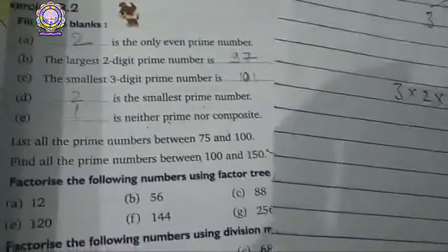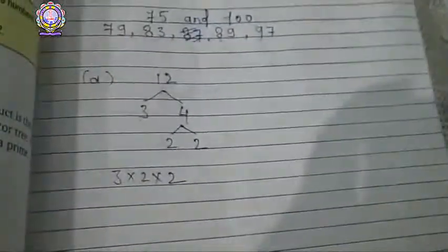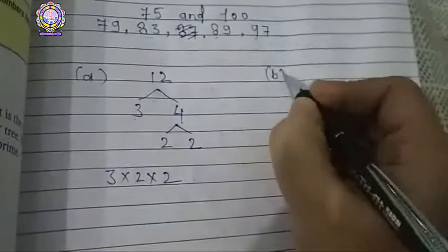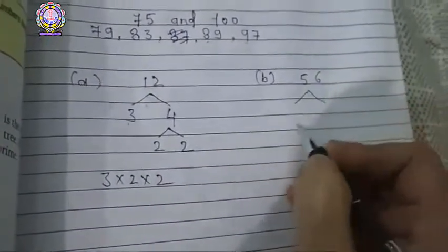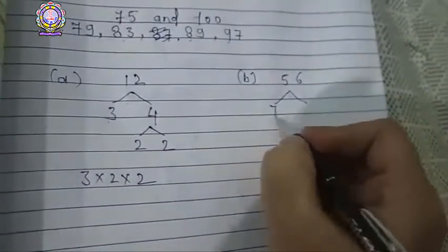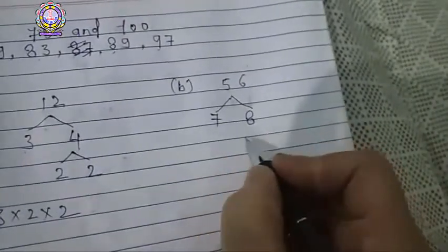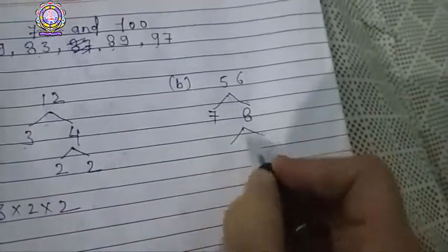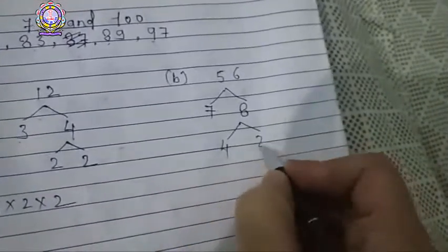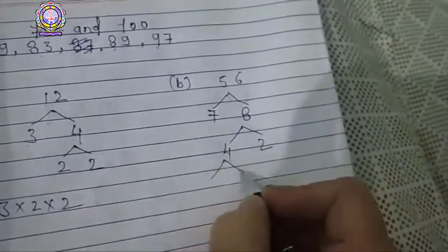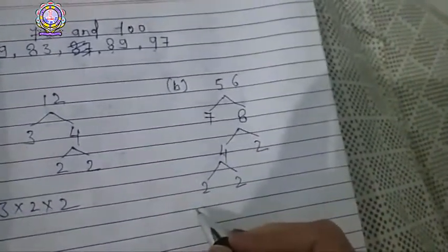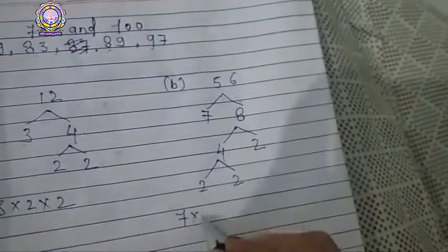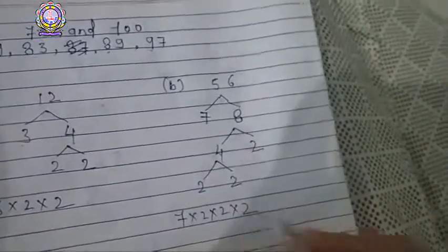Next question is 56. Question number B, 56. Divide 56. 7 eights are 56. Okay, so 7 is a prime number. So we can break 8 again into prime factors. 4 twos are 8. 2 is a prime number. Again break 4. 2 twos are 4. So the prime factors of 56 are 7 multiplied by 2 multiplied by 2 multiplied by 2.